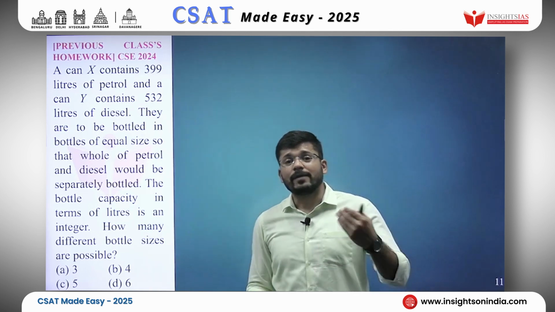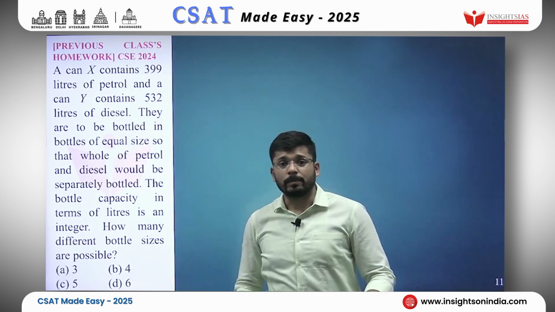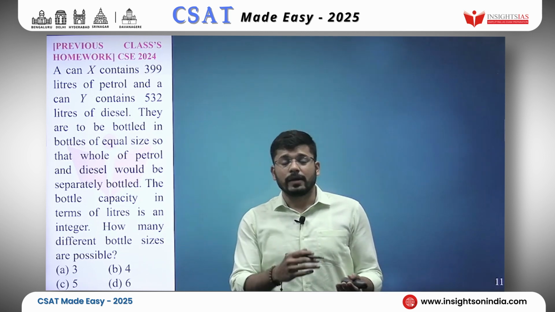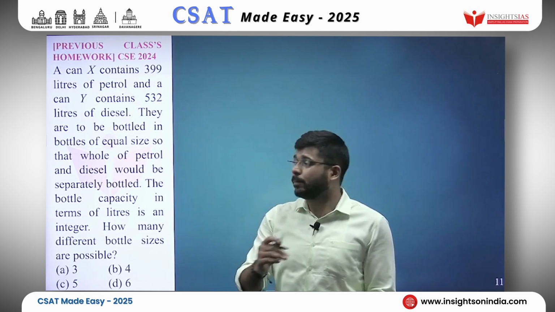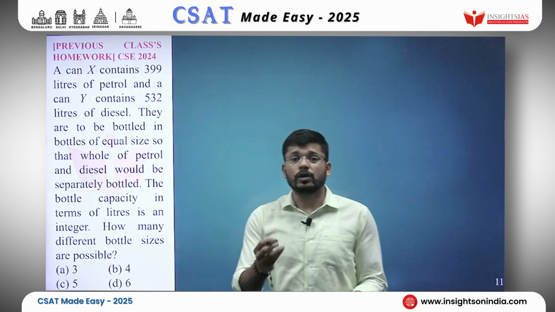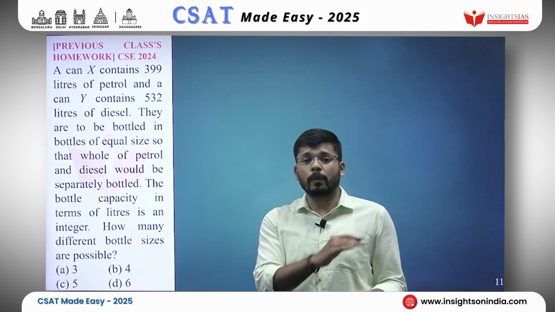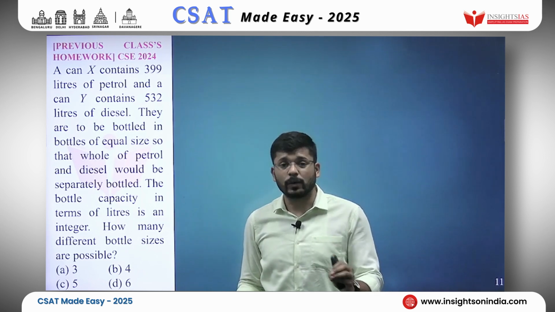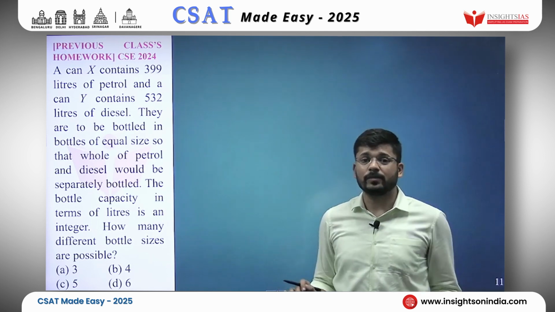In such a way, can we use a 2 liter bottle? No, because 399 is an odd number. Since it is an odd number, if we use 2 liter bottles, one of the bottles would not be filled completely, right? They are telling us the whole of petrol and diesel. So they want such numbers which will hold the petrol and diesel in equal capacity bottles, and all the petrol and diesel are completely filled.